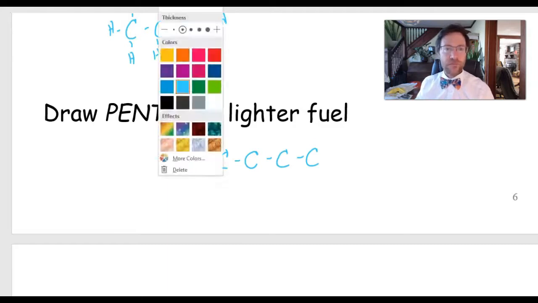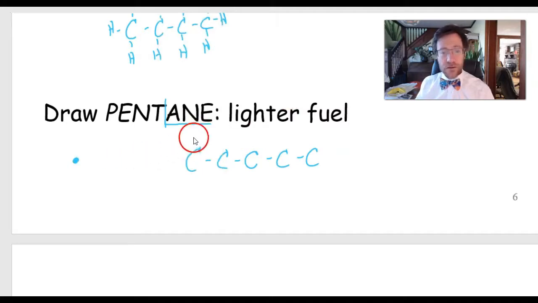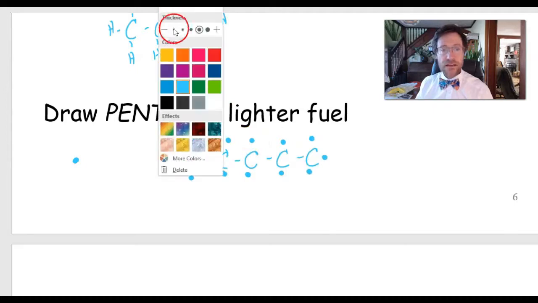I'm going to do this for right now because I don't have time. So I'm just going to do a dot for every hydrogen, making sure that every carbon has 4 bonds. Look at that. Isn't that easy? It really is. It actually really is just that easy.